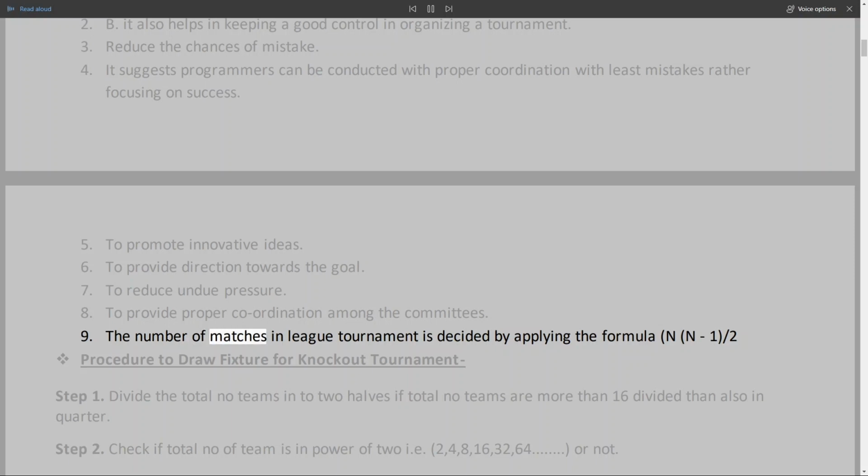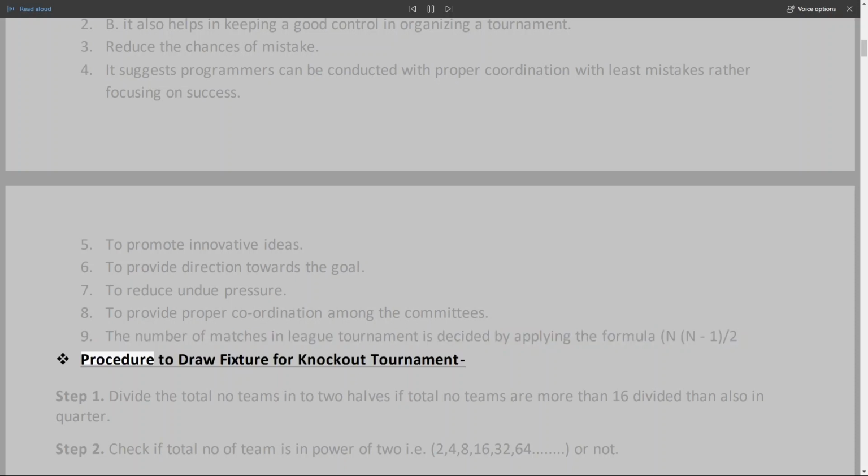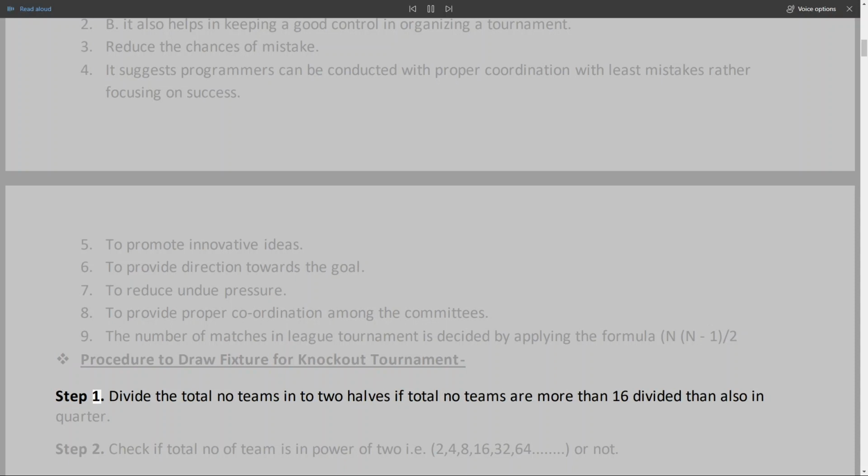9. The number of matches in a league tournament is decided by applying the formula N(N-1)/2. Procedure to draw a fixture for a knockout tournament. Step 1: Divide the total number of teams into two halves. If the total number of teams is more than 16, then divide them also into quarters.